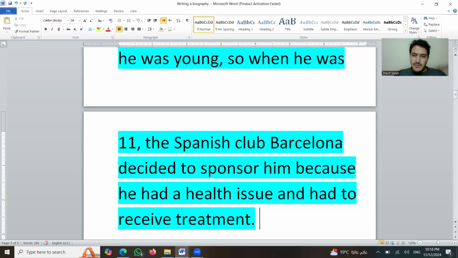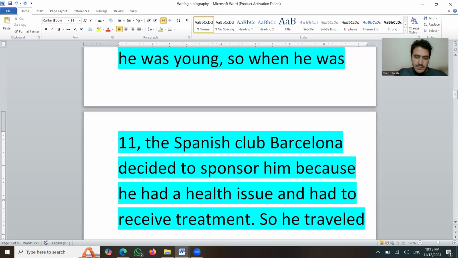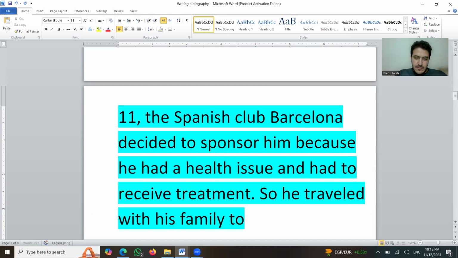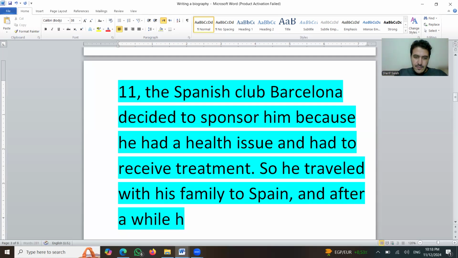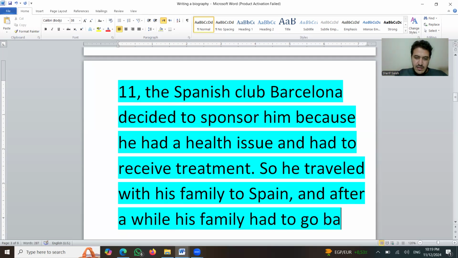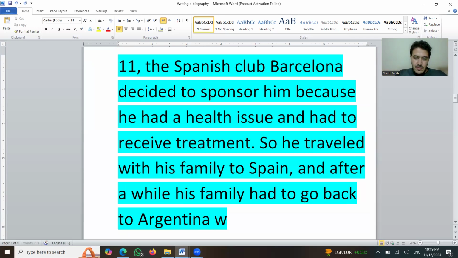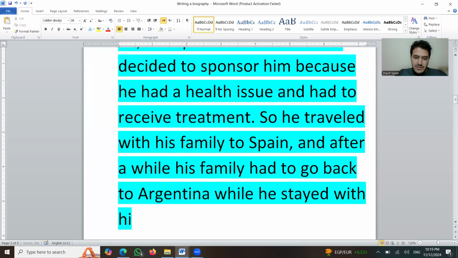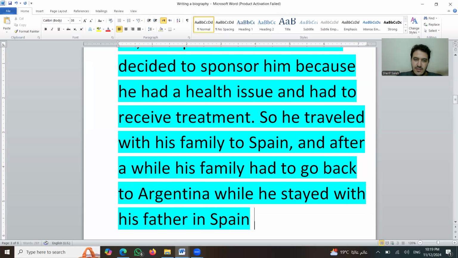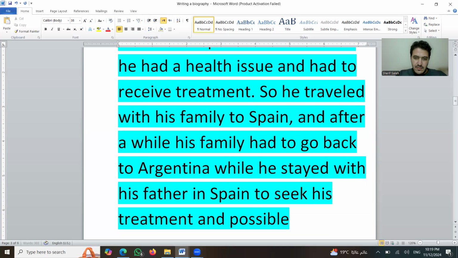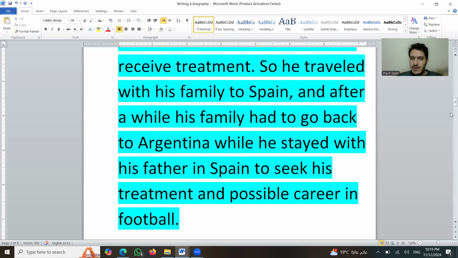Okay. Then what happened is that he traveled with his family to Spain, and after a while his family had to go back to Argentina while he stayed with his father in Spain. So this is an important thing because he stayed with his father in Spain to seek his treatment and possible career in football. I mean, this information, I just collected it or I know it.